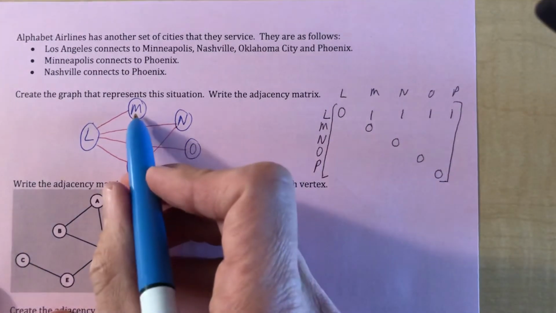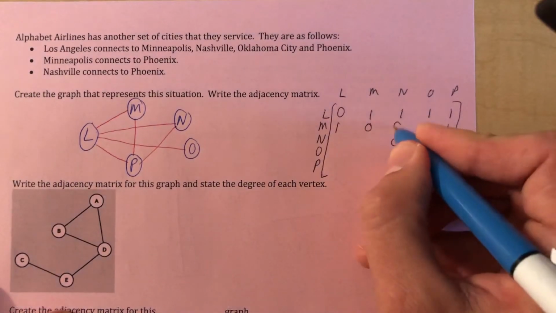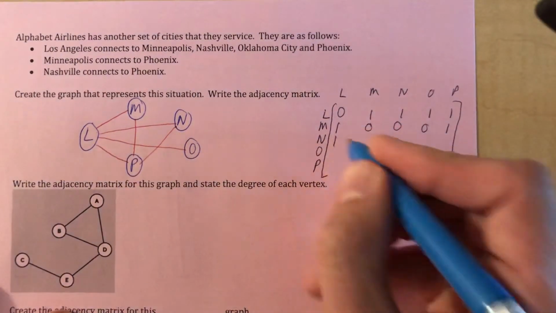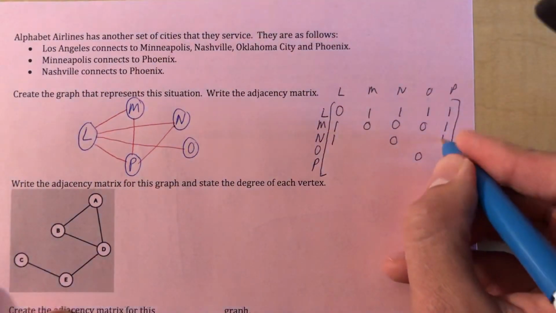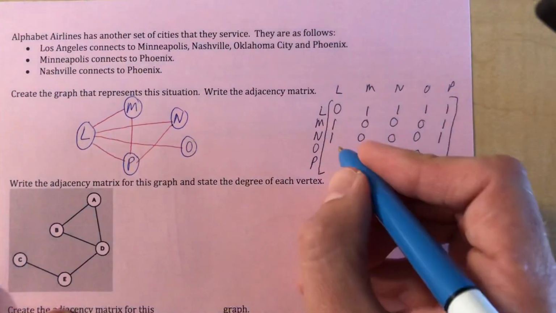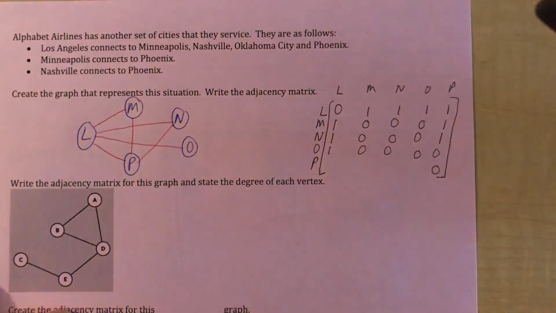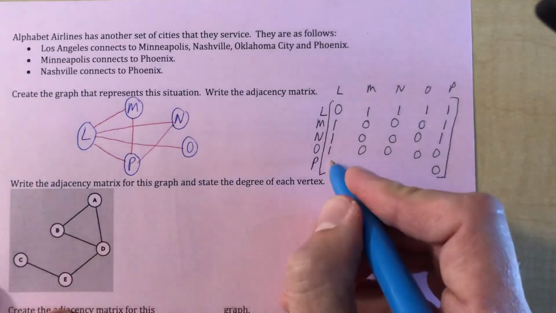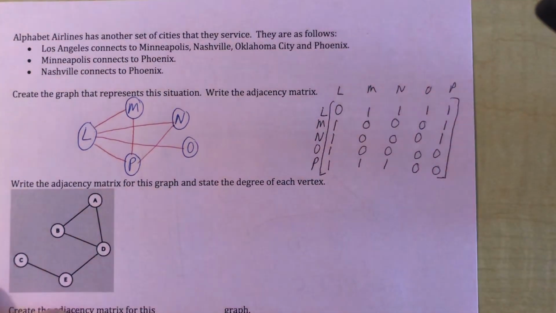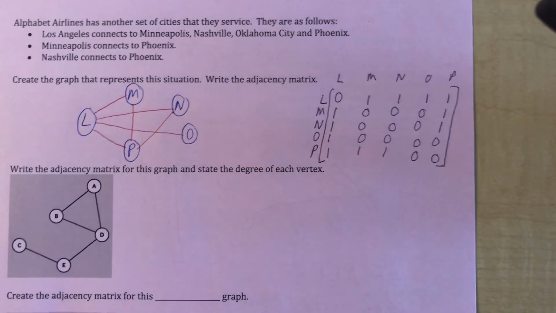All right, but M is connected to L. M is connected to P, and nothing else. N is connected to L. N is connected to P, and nothing else. O is connected to L. O is not connected to anything else, including itself. P is connected to L, M, and N, but not O. There we go.